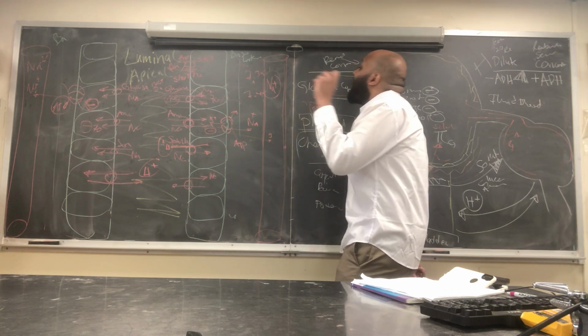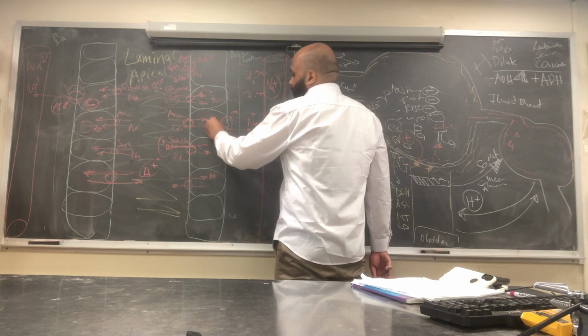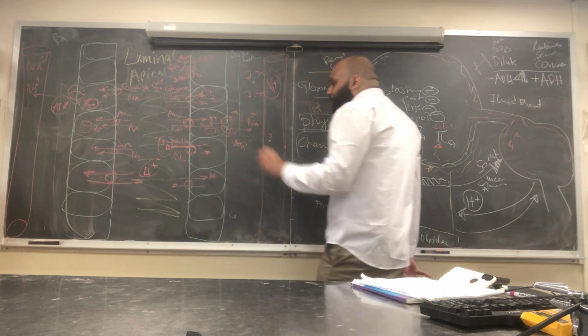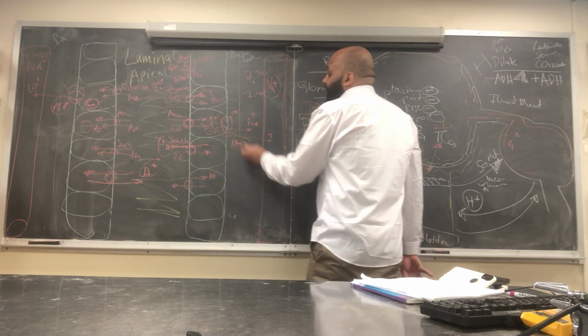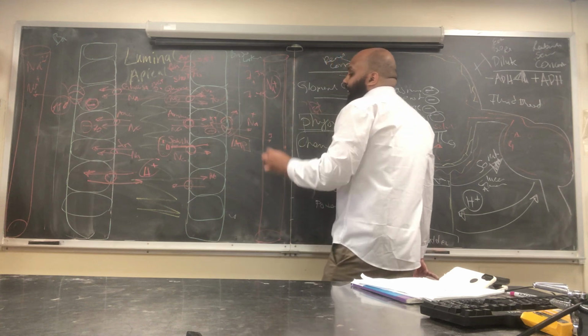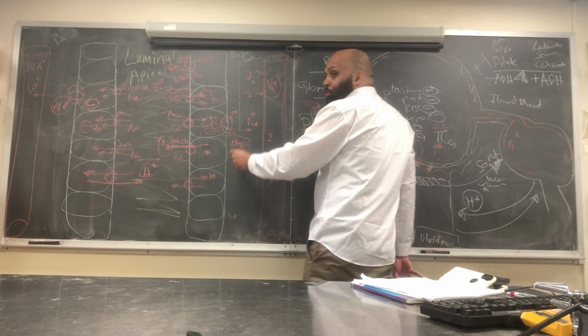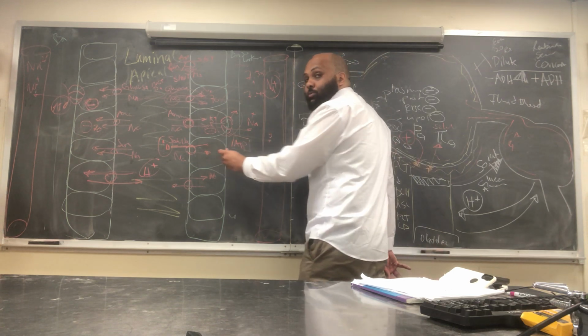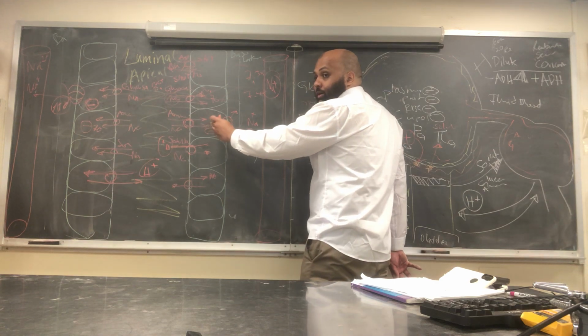Why? Because it relies on a primary active transport known as the sodium potassium ATPase. The sodium potassium ATPase relies on ATP energy. It will hydrolyze ATP, and that hydrolysis of ATP will power the movement of sodium from the lumen of the tubule out into the blood.